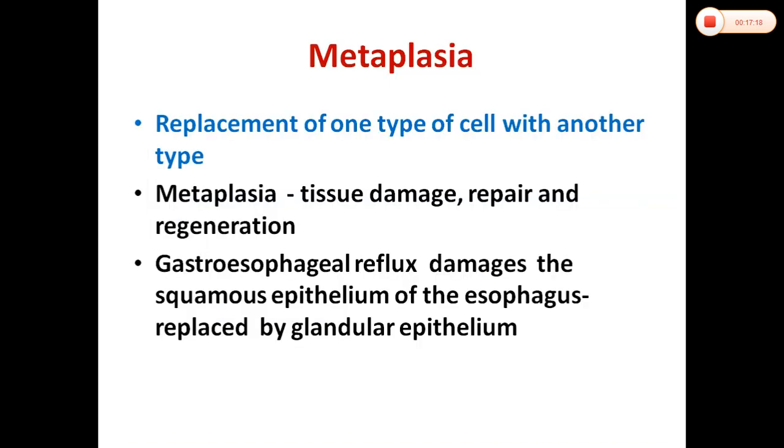Till now I discussed about this anaplasia. Now I would like to add a few important conditions here. First one is metaplasia. Metaplasia is nothing but replacement of one type of cell with another type. Metaplasia is usually found associated with tissue damage, repair and regeneration. One of the examples of metaplasia is in case of gastroesophageal reflux, which damages the normal squamous epithelium of the esophagus and is replaced by glandular epithelium, and this glandular epithelium is more suitable to a more acidic environment.